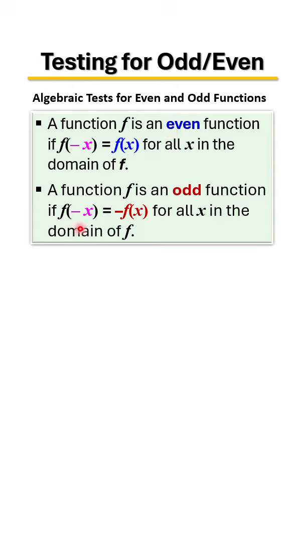Now, if you plug in negative x and you wind up with the very opposite of the equation that you started with, then it is an odd function. So this one is a little different from the algebraic test for symmetry. This one, you only need to plug in a negative x each time. So when you plug in negative x, if you wind up with the same thing you started with, then it's an even function. But if you plug in negative x and you wind up with the very opposite of the function you have, then it's odd. Now, if it doesn't fit either of those categories, then it would fit in the category of neither.